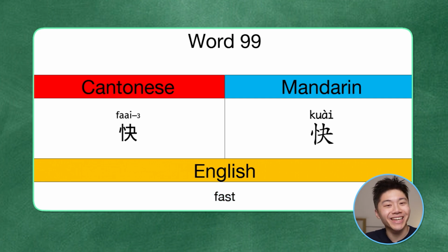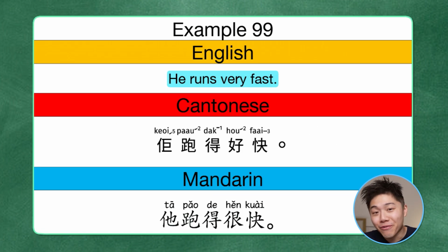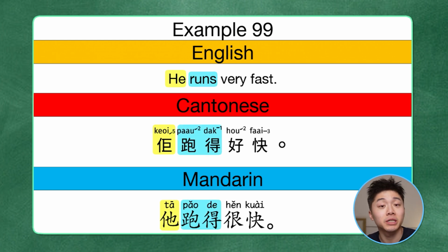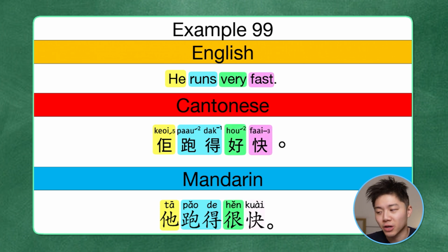Almost there. Fast. In Cantonese, 快. In Mandarin, 快. He runs very fast. In Cantonese, 佢跑得好快. I don't run fast enough after this. In Mandarin, 他跑得很快. 佢 is he, she, it; in Mandarin 他. 跑得 means to run. 好 means very, in Mandarin 很. And then 快 means fast. 佢跑得好快, 他跑得很快. What that means is the same in both Cantonese and Mandarin.